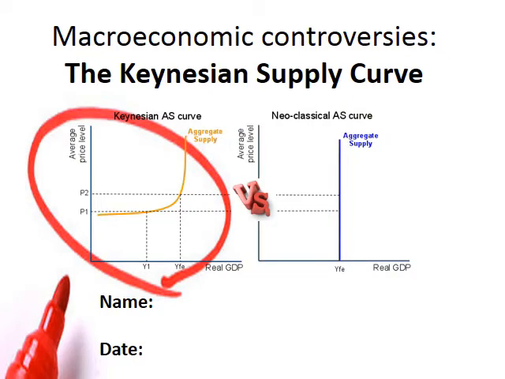Looking today at the macroeconomic controversies of the Keynesian supply curve versus the neoclassical approach. So we're looking at the model on the left, where we have a horizontal part of the supply curve, which becomes vertical. This will all be explained as we move through the presentation.